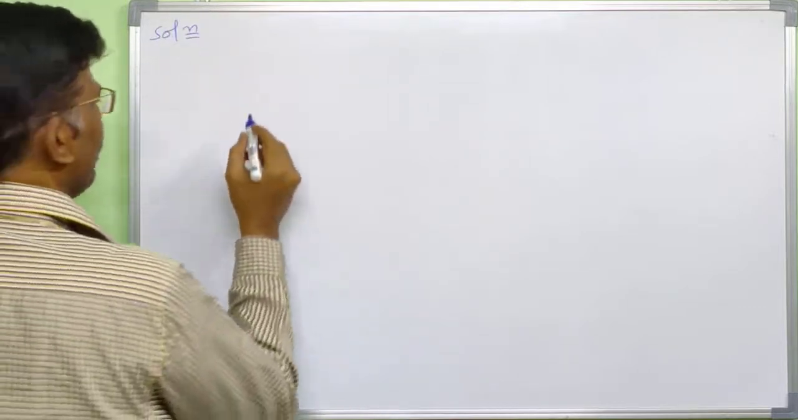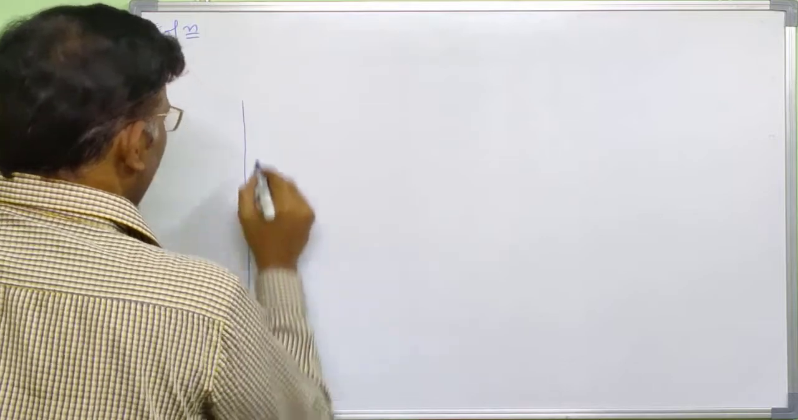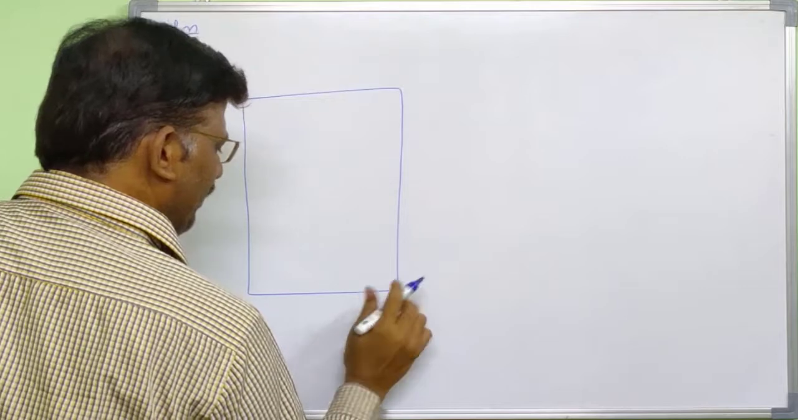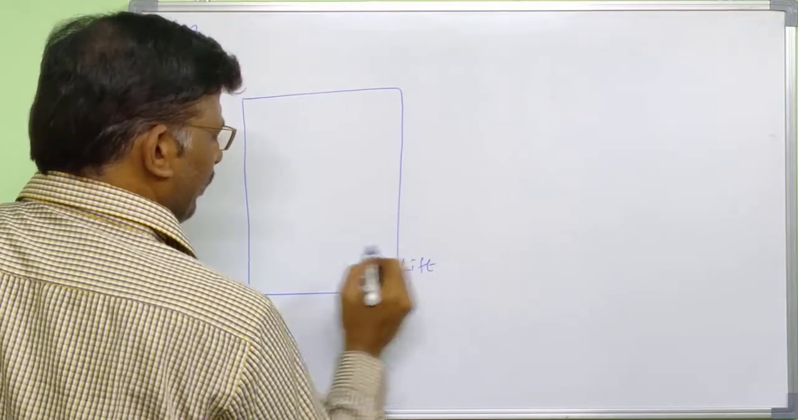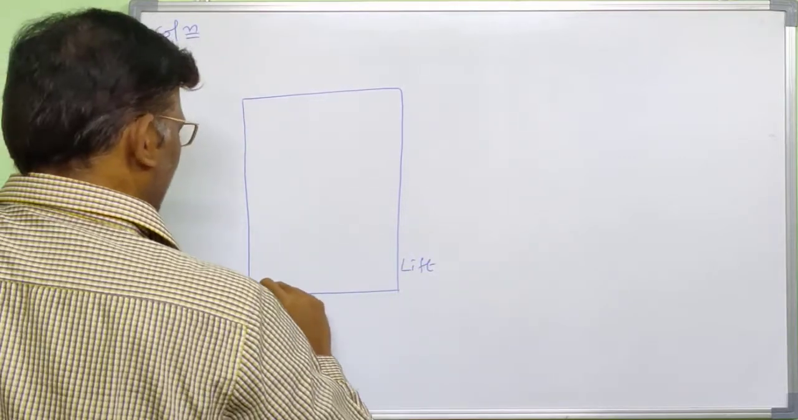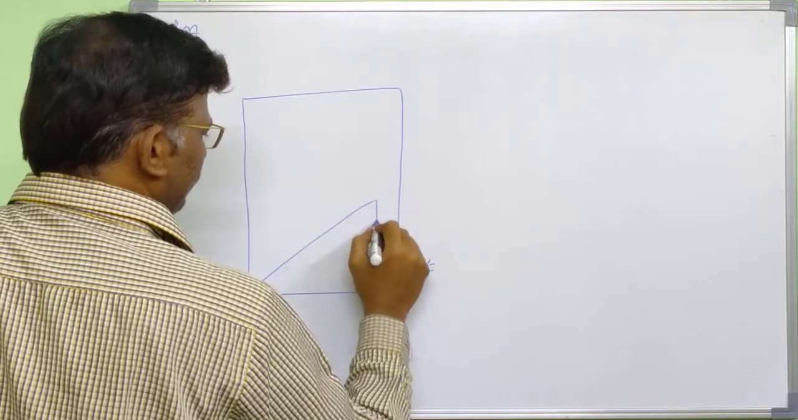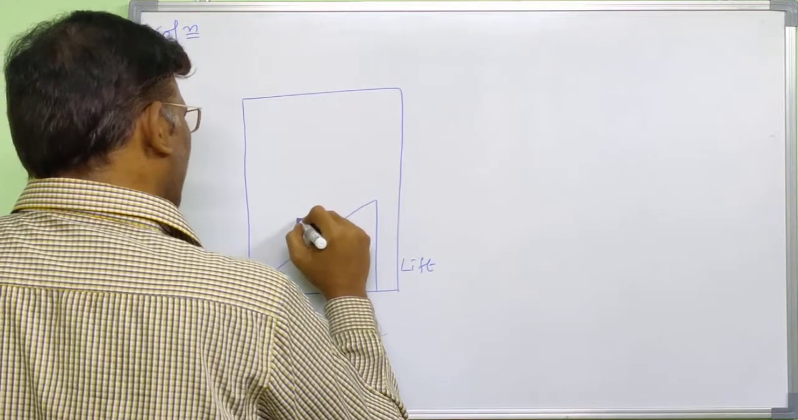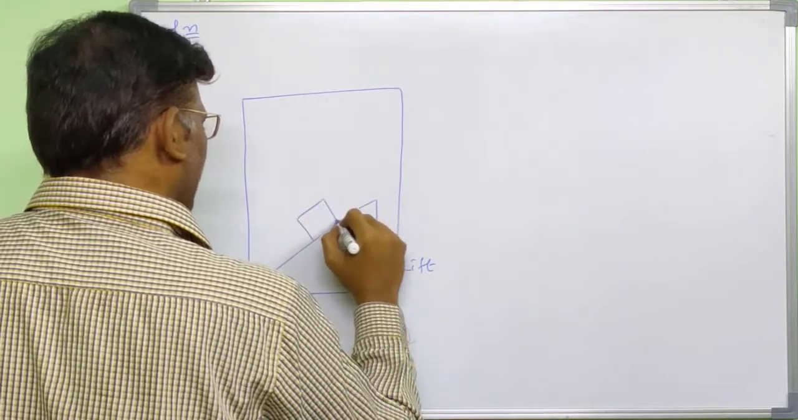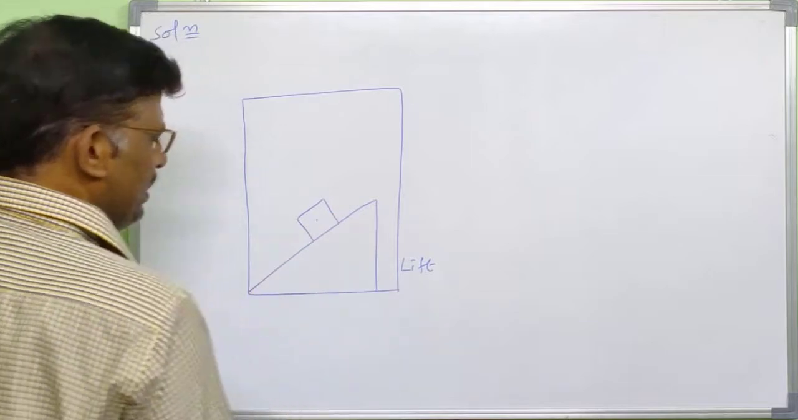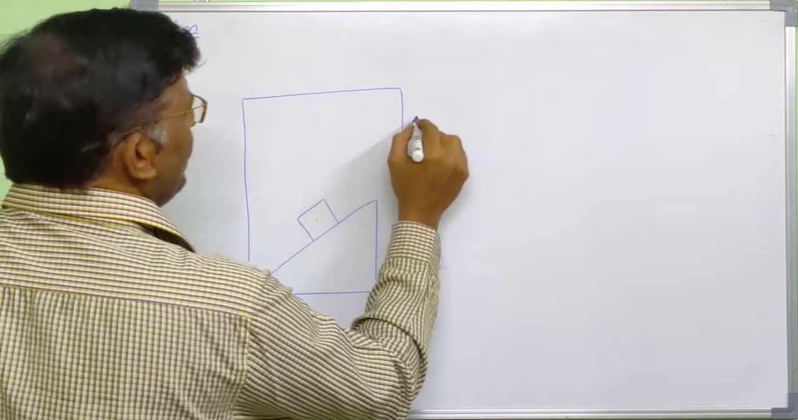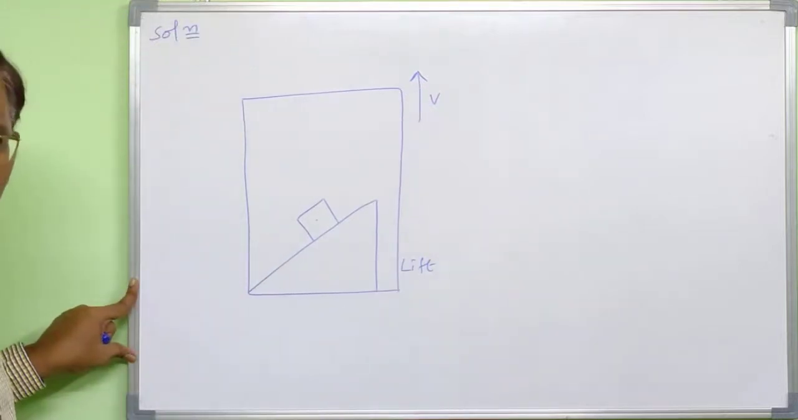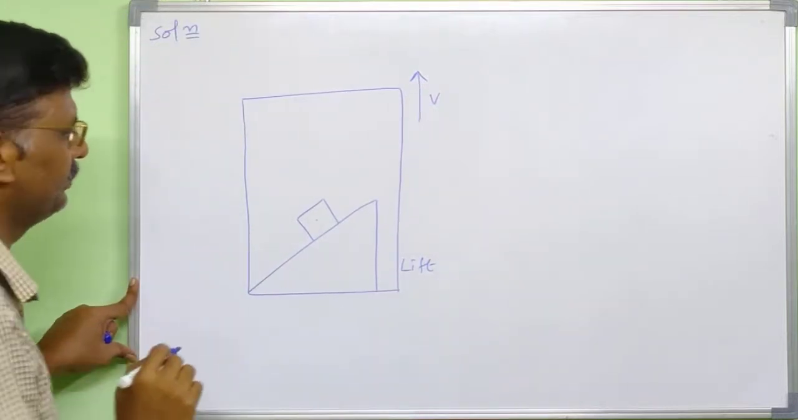Solution for this question. Inside a lift, let us assume that this is a lift. An inclined plane is there inside the lift on which a body of mass m is placed. Now, this entire system, that is the lift, is moving in the upward direction with a velocity v.